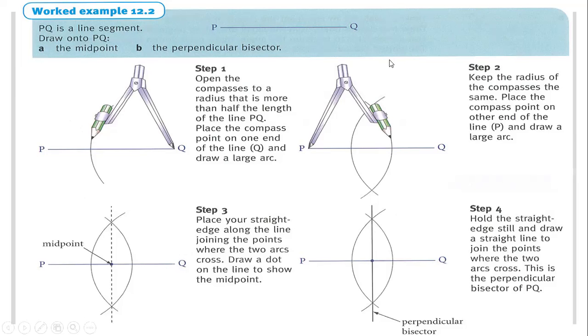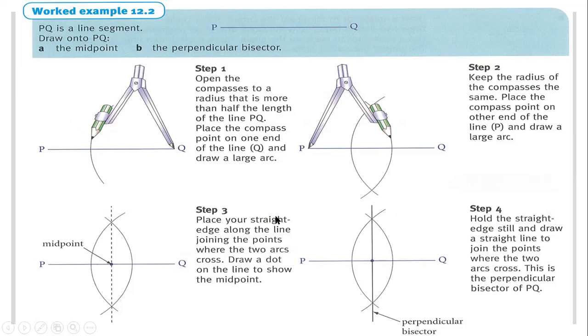the half of this, which means open the compass to a radius that is more than half the length of the line PQ. Place the compass point at one end of the line and draw a large arc. Keep the radius the same. Place the compass point on the other end of the line and draw the arc.